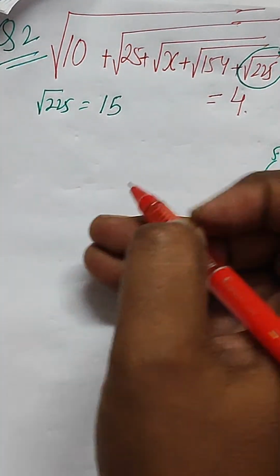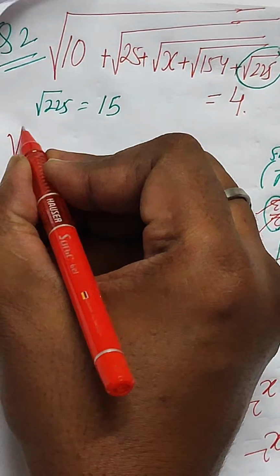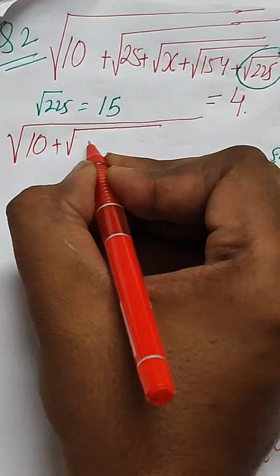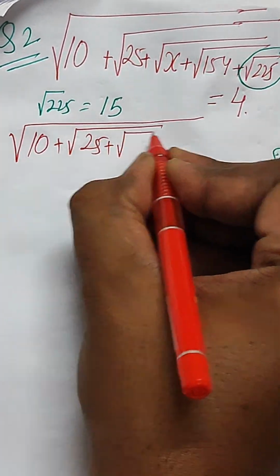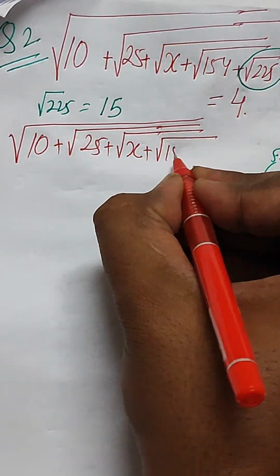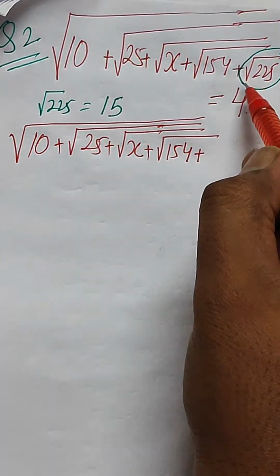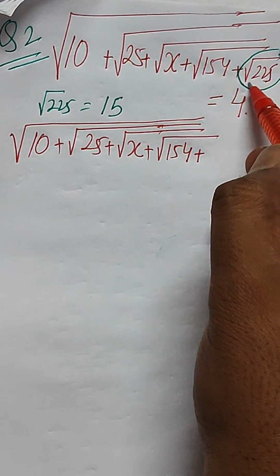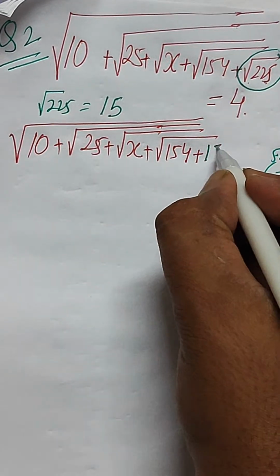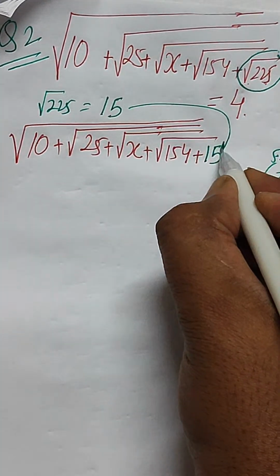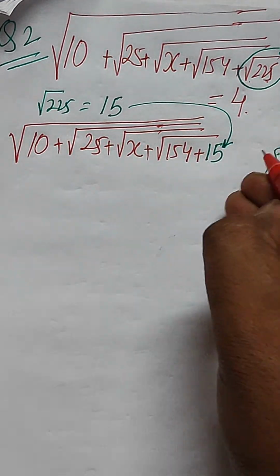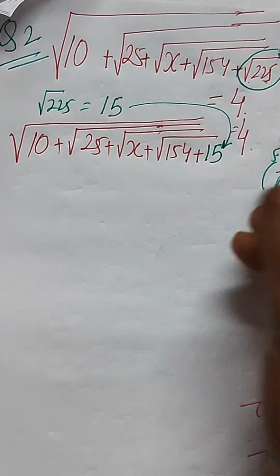So the above expression can be simplified as root over of 10 plus root over of 25 plus root over of x plus root over of 154 plus root 225. What is the value of root 225? That is 15. So we will be putting this 15 over here. This is the same 15, right? Now this is equal to, on the RHS we have 4, right?